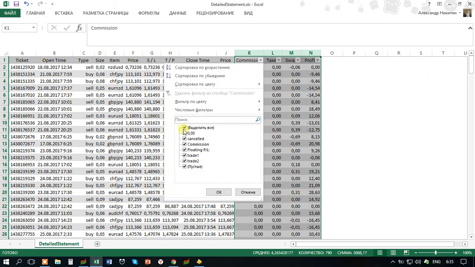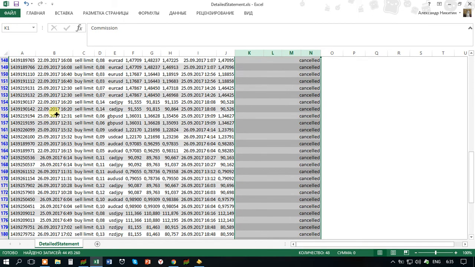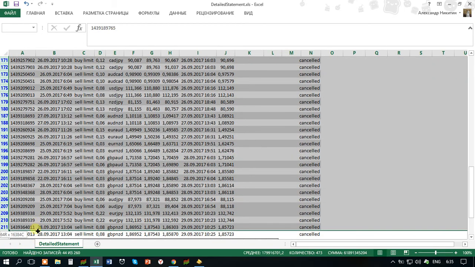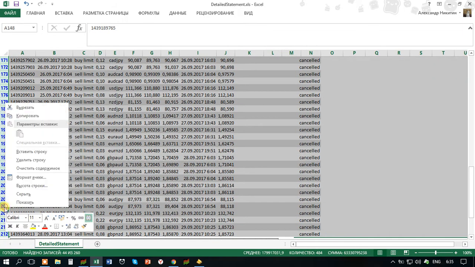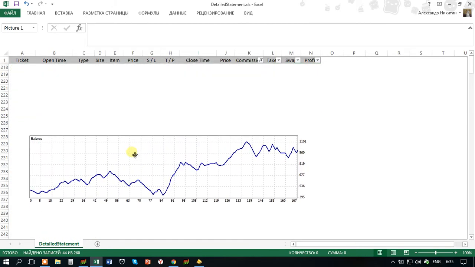Okay, I have enabled the filter. Why do I need to enable the filter? First, I want to delete cancel trades. I don't want to calculate them. Okay, I think that's it. Cancel trades, delete. Here is my equity curve.